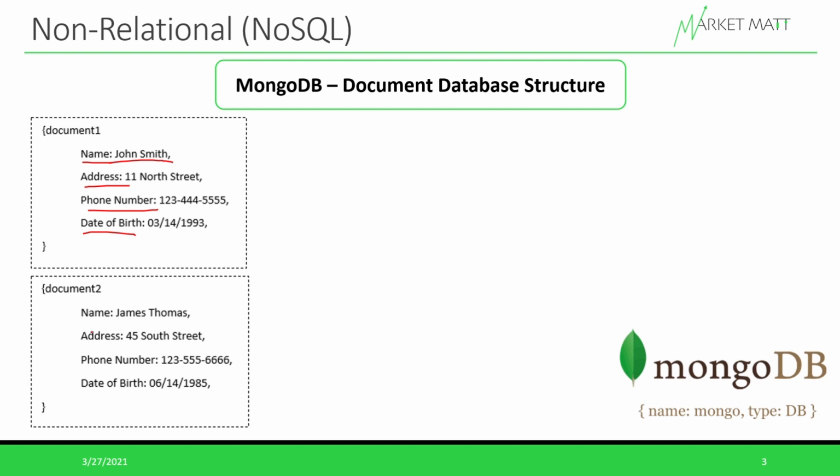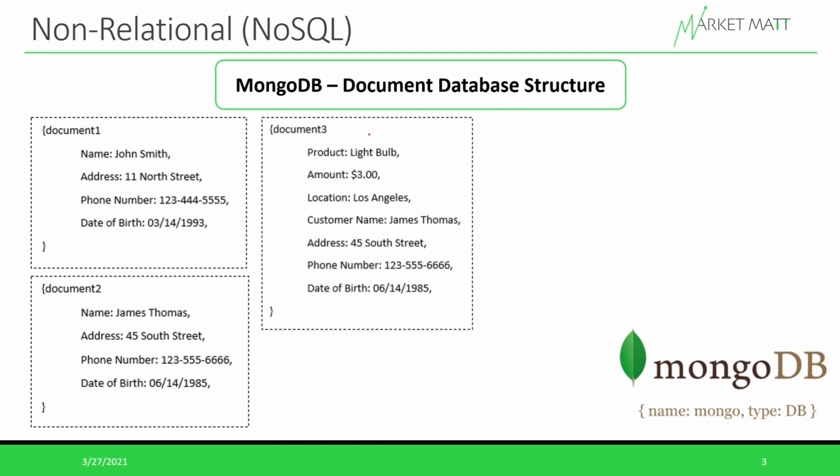In the second document, notice that I'm repeating, okay, I'm recording name, address, phone number, date of birth. It's not going to be like the relational database where I just have one column and all the data is falling into that column. Each of these documents is going to express what it's recording through this format. Now let's look at how I would record a purchase product in this type of database. In this document, I'm recording the purchase of a light bulb for $3. It was purchased in Los Angeles, and it was purchased by James Thomas. This is his address, phone number, and date of birth.